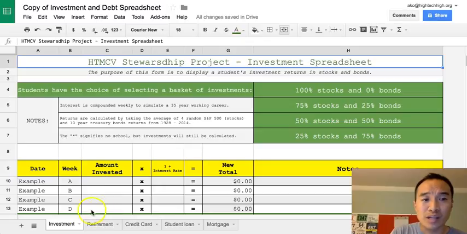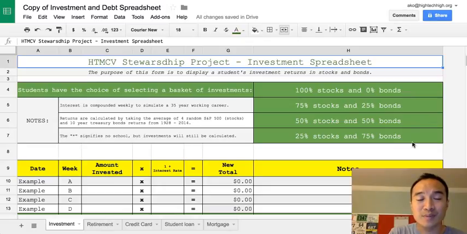All right, so we're actually going to do 5 examples. 1, 2, 3, 4, 5. So this is our investment spreadsheet, and the purpose of this is to display a student's investment returns. So this first big thing is this green kind of highlighted boxes, and students have a choice of selecting a basket of investments. So they can choose between 100% stocks, 0% bonds, and so forth.